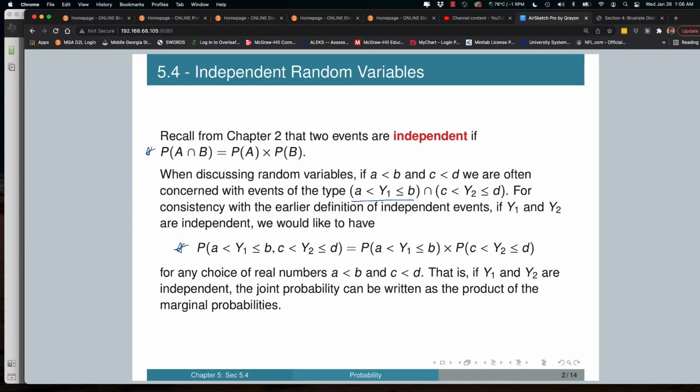So the same concept still applies here. And this is true for any choice of real numbers such that A is less than B and C is less than D. That is, if y sub 1 and y sub 2 are independent, the joint probability can be written as a product of the marginal probabilities. So these two guys would be technically, in the case of what we've been looking at from the last section, the marginal probabilities along with the joint probability. Okay, so we've got that going on.